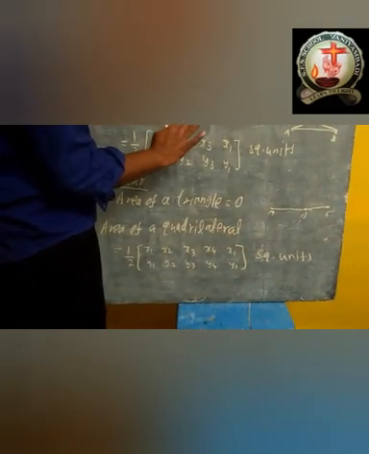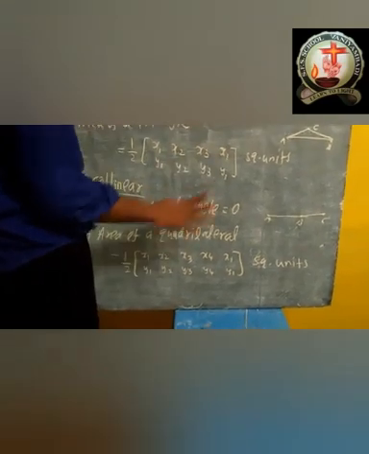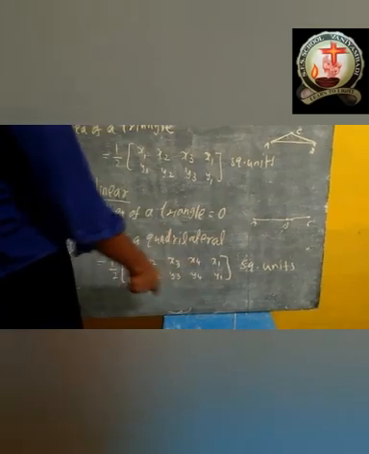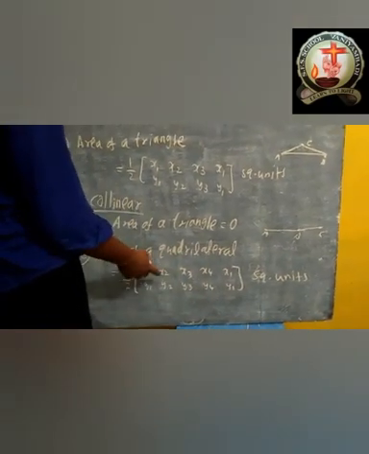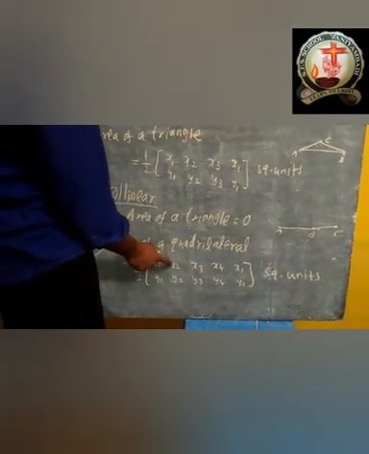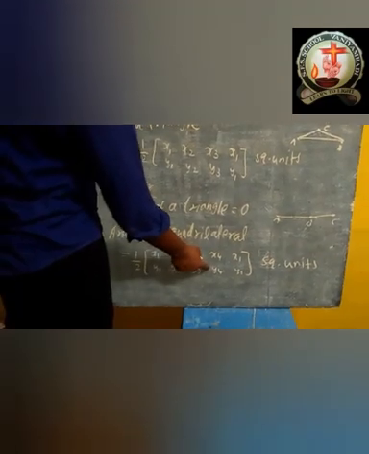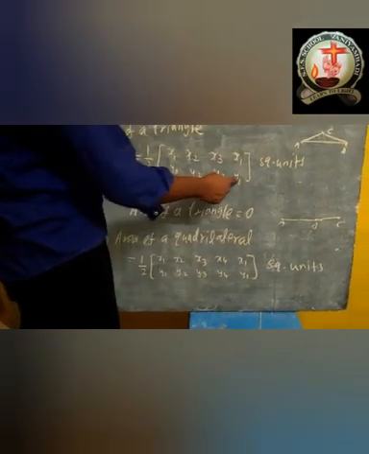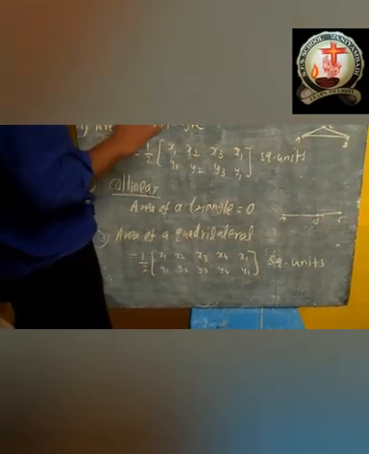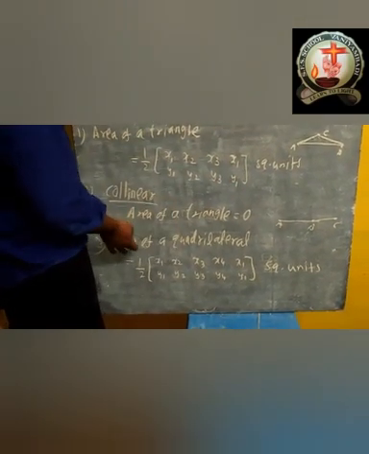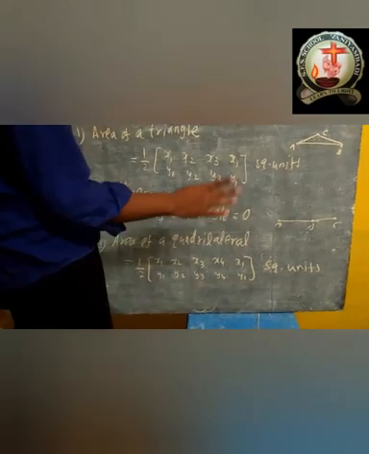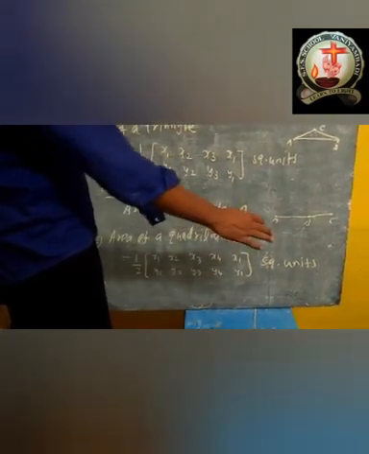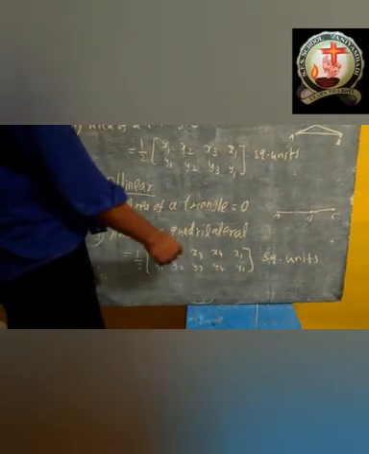See, triangle means 3 sides, but we wrote 4. Quadrilateral means 4 sides, but we wrote 5. That's why there are totally 5 points: x1 y1, x2 y2, x3 y3, x4 y4 and the x1 y1. 5 you ought to write here, and here you ought to write 4. Triangle means 3, we ought to write 4. Area of the quadrilateral: quadrilateral means 4, we ought to write 5. Using this formula, we can get answers very easily. Okay.